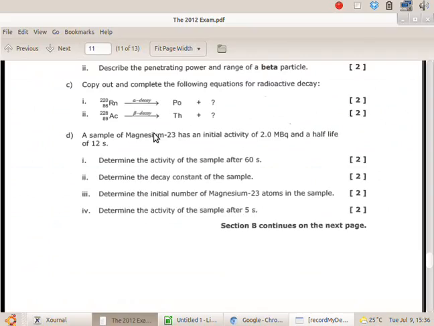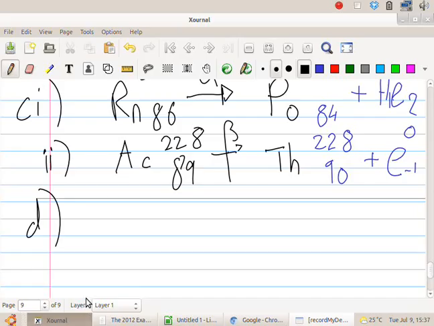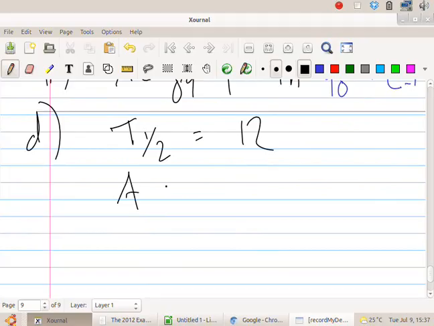Right. Now, it has activity of 2 mega BQ and a half-life of 12. So let's write that down. Half-life 12 and activity 2 times 10 to the 6 BQ. And just to recap what that means.